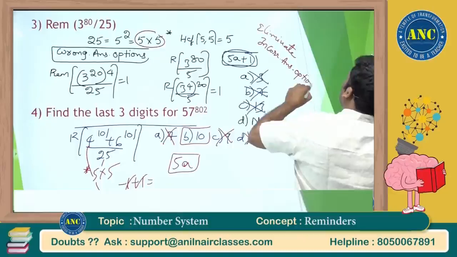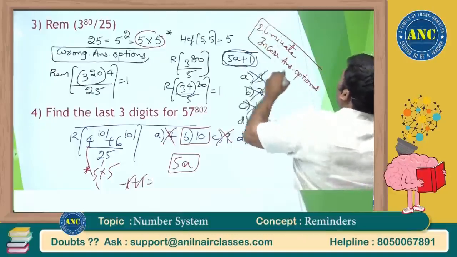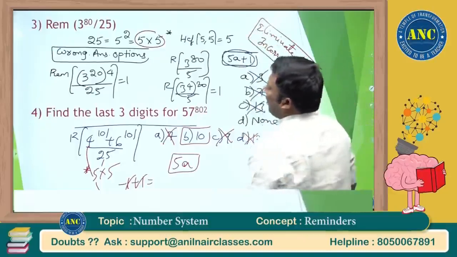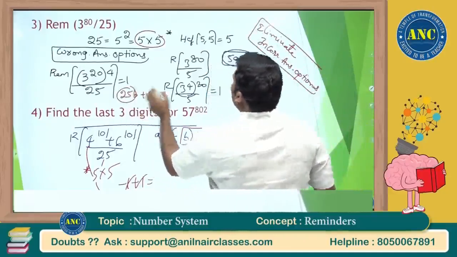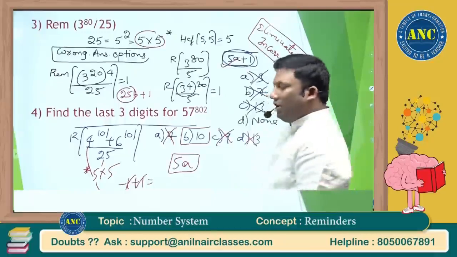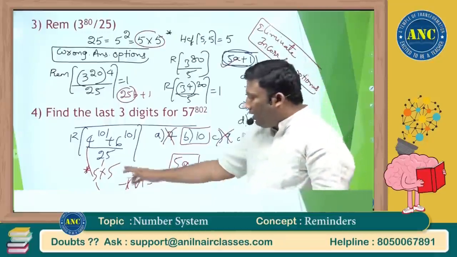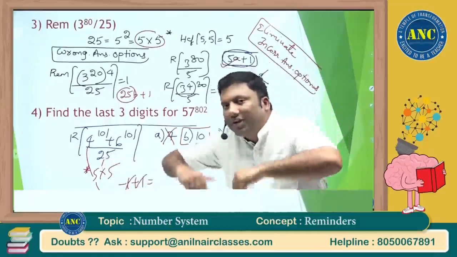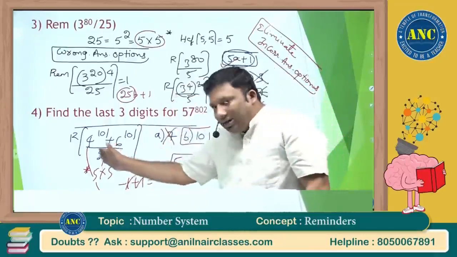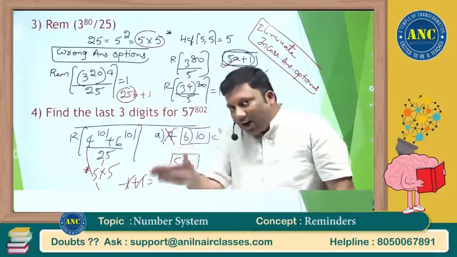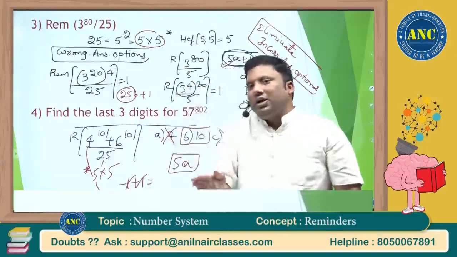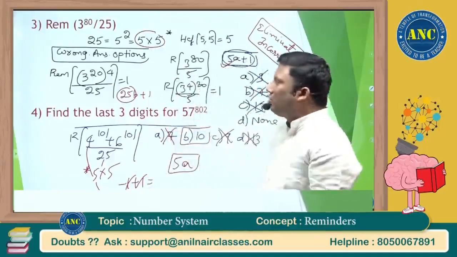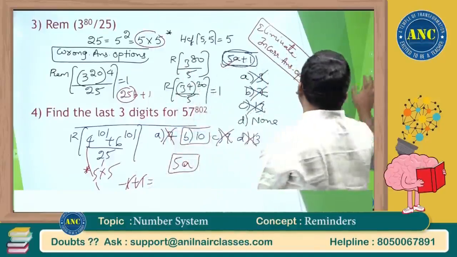Sir, why is it still giving you incorrect answer options? Because we got 25b plus 1. 25 is a multiple of 5. Here you will get 25 into something plus 25. 5 is a factor of 25. When you are writing 25 into something, there is 5 into something.